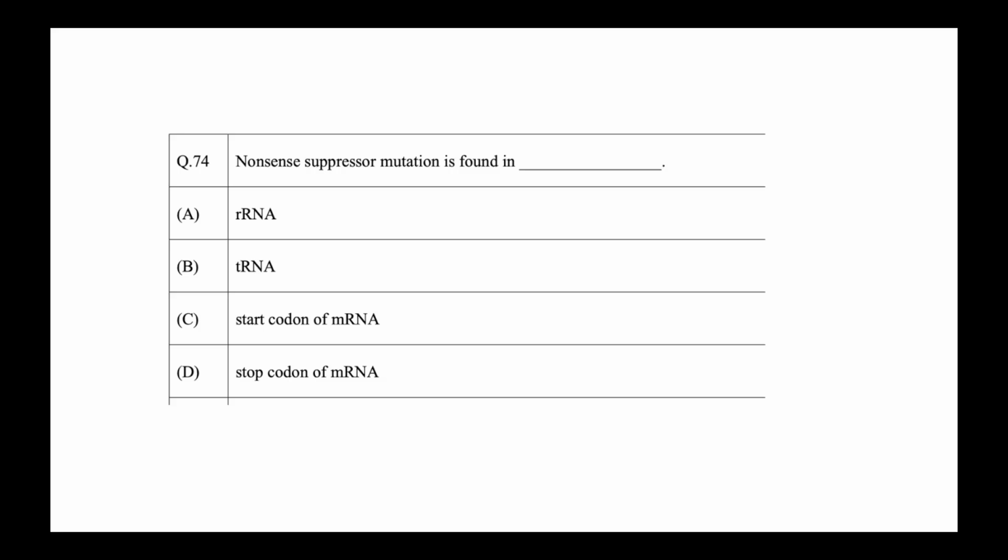So this question I have taken from the 2022 Life Sciences question paper. This is question number 74, which has appeared in the microbiology section. The question states that the nonsense suppressor mutation is found in... The options are rRNA, tRNA, start codon of mRNA, stop codon of mRNA.